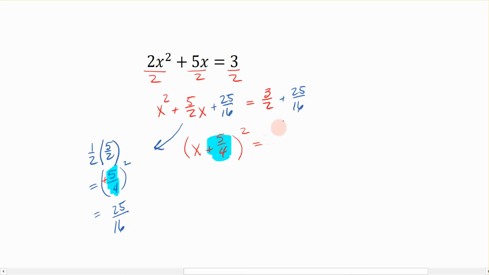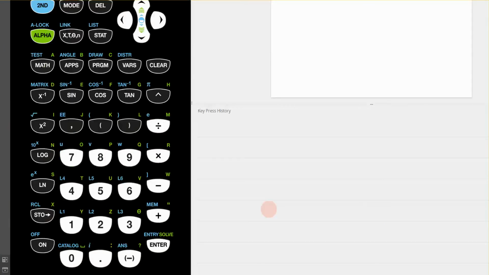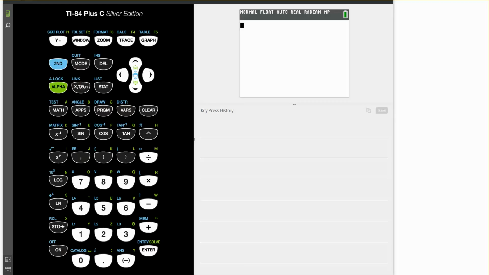And then equals, now I'm going to pull out my calculator so I don't have to add these two fractions by hand. And let me show you how we would do that on our graphing calculator. So let me make this smaller just a second. Okay, so I want to add 3 halves with 25/16. So on my calculator, and here's the screen over here on the right, anytime you add fractions, you have to surround them with parentheses.